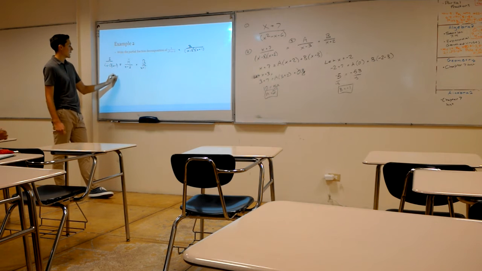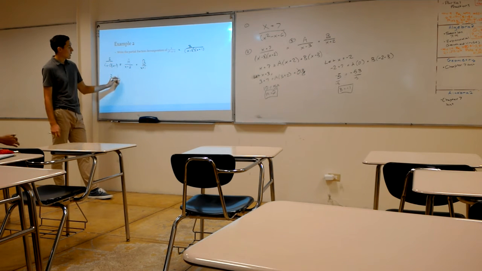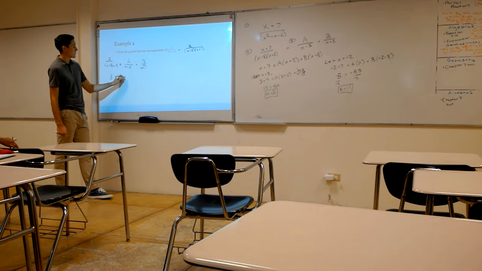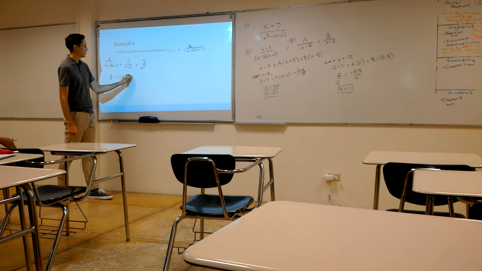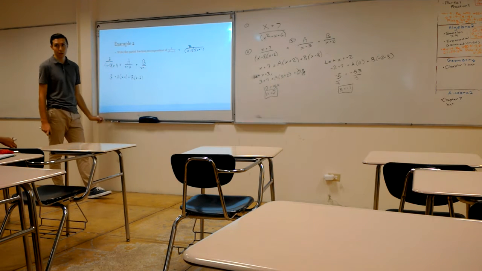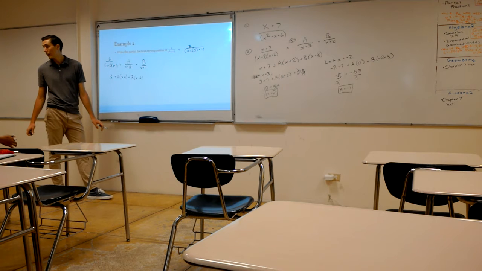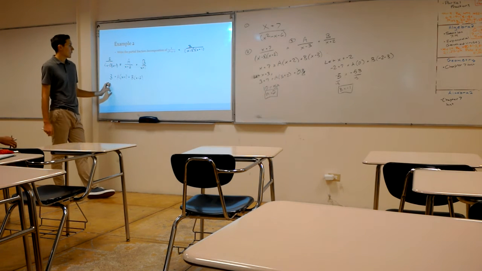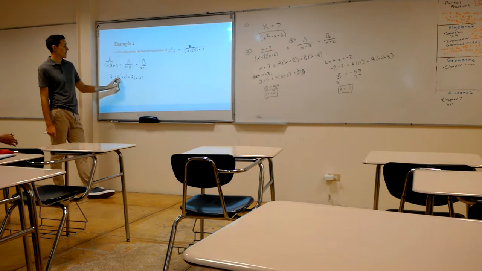Over here, it's going to be A times x plus 1 plus B times x minus 2, and that's what we call our basic equation. And then we now find A and B.